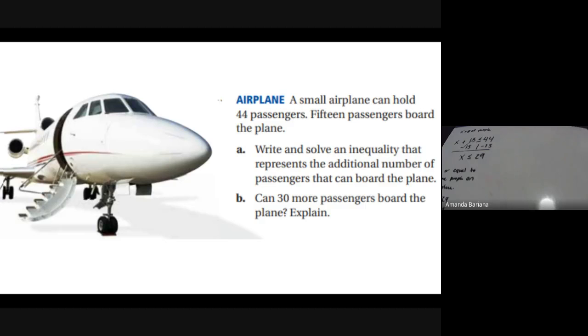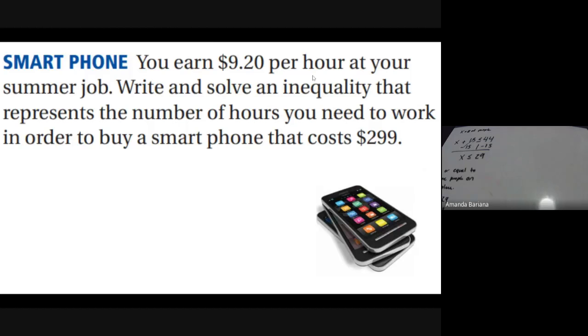Okay. All right, last problem for today then says smartphone. You earn $9.20 per hour at your summer job. Write and solve an inequality that represents the number of hours you need to work in order to buy a smartphone that costs $2.99.